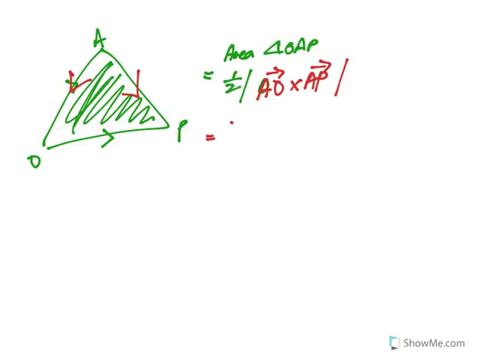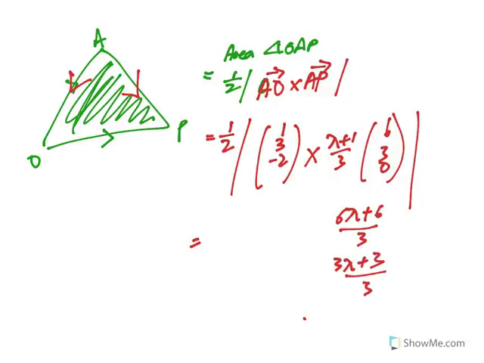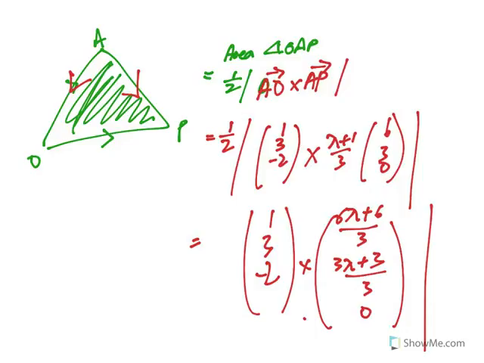What is AO? 1, 3, negative 2. What is AP? Okay, what can I do from now? Shall I do this? 6 lambda plus 6 over 3, 3 lambda plus 3 over 3, 0. Then I take the vector product with 1, 3, negative 2. Can I go on? What is so irritating about my working?